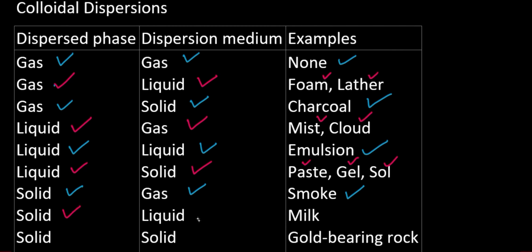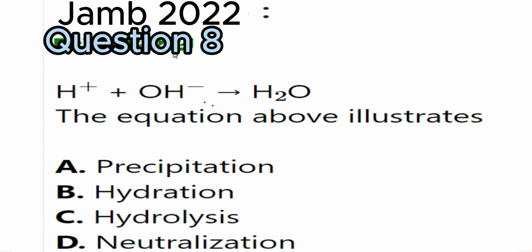We have a solid dissolved in liquid, which gives you milk. We have a solid dissolved in solid, which gives you good bearing rock. This is an example of colloids. Memorize them.